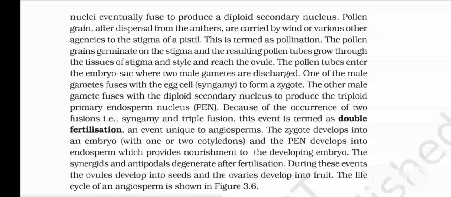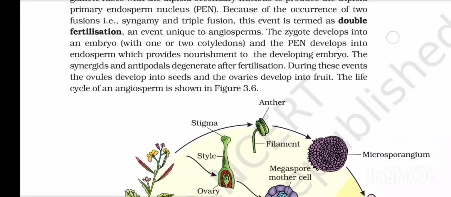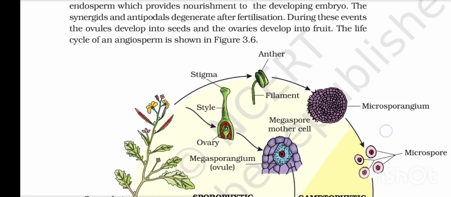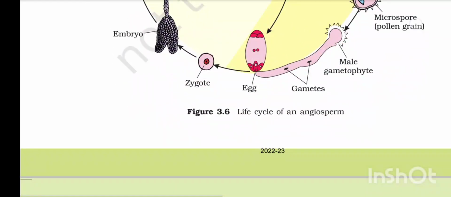The zygote develops into an embryo with one or two cotyledons, and the PEN develops into endosperm, which provides nourishment to the developing embryo. The synergids and antipodals degenerate after fertilization. During these events, the ovule develops into seed and the ovary develops into fruit. The life cycle of angiosperms is shown in figure 3.6.